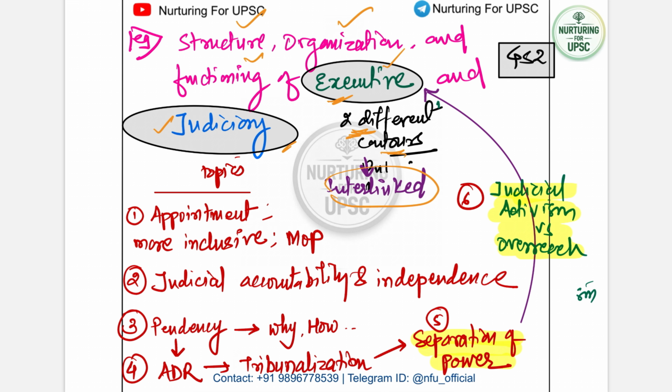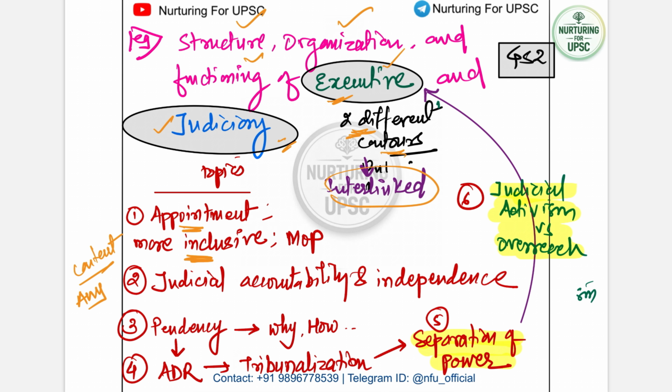If we start with the judiciary, there are only 5-6 topics that are probable, and if you have developed content over these 5-6 topics, you can write any question on judiciary. Any question means any question. So the first topic would be judicial appointment. Rather than talking about how the first judges case, second judges case, third judges case was, there will always be a question or discussion around how judicial appointments must be made more inclusive.